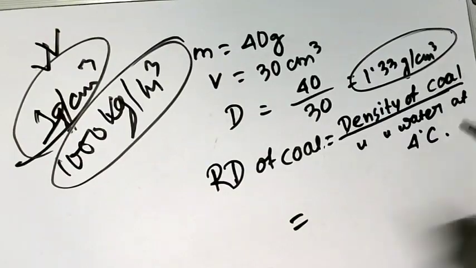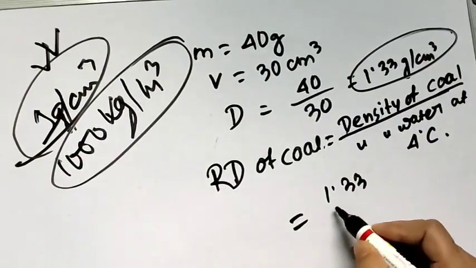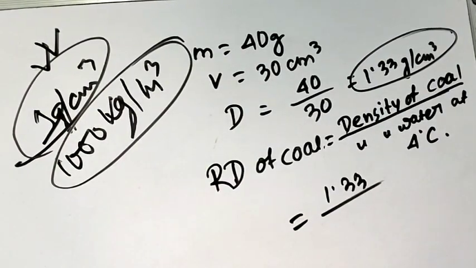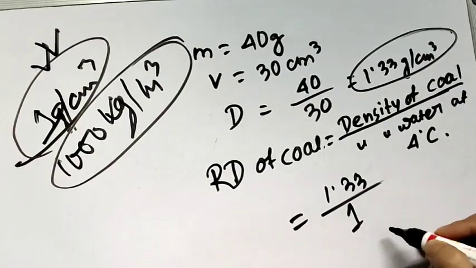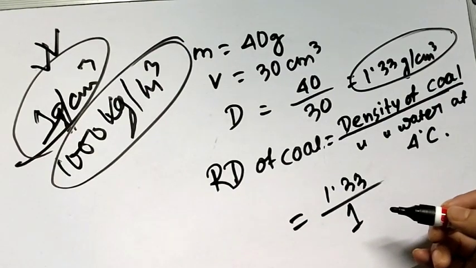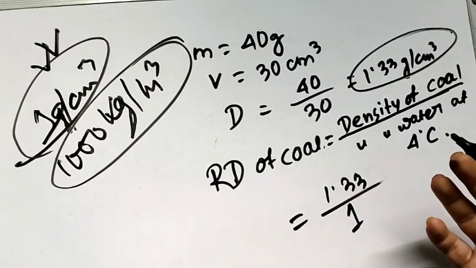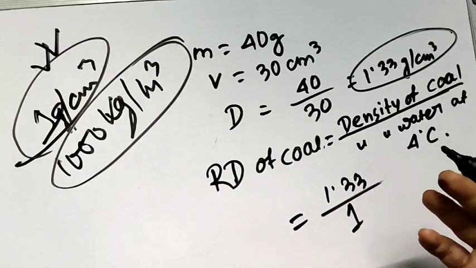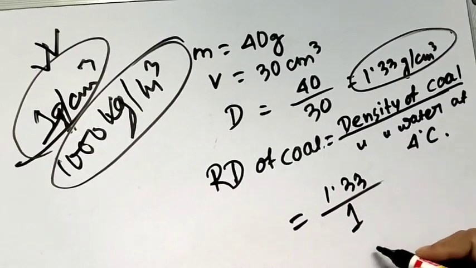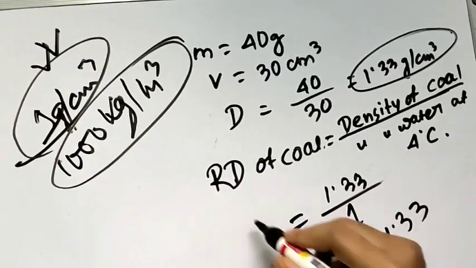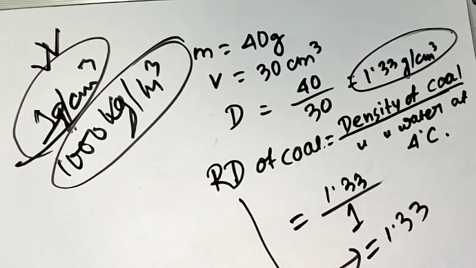So density of coal, how much? 1.33, and density of water at 4 degrees centigrade, which is 1. No need to write the units, because we have learned that relative density is unitless. So the final answer is going to be 1.33. This is the relative density of coal.